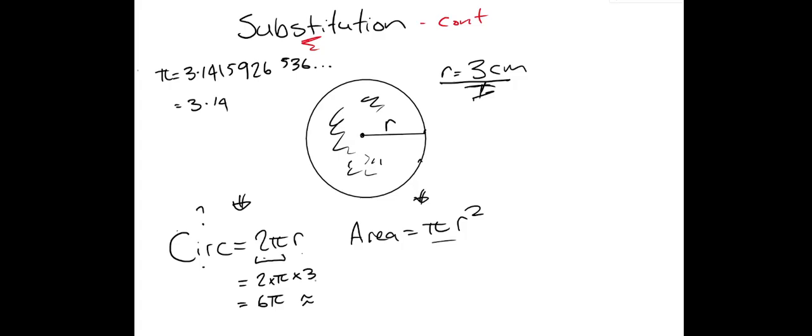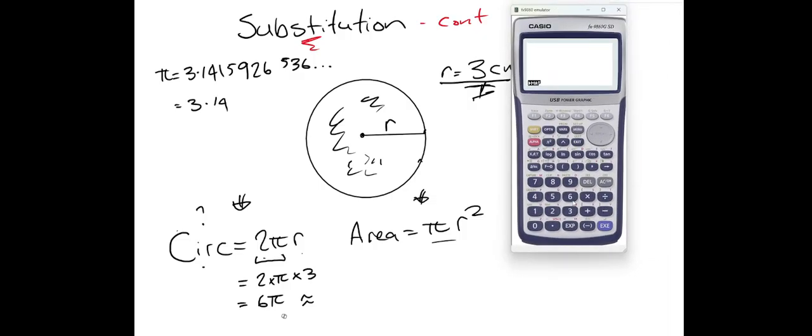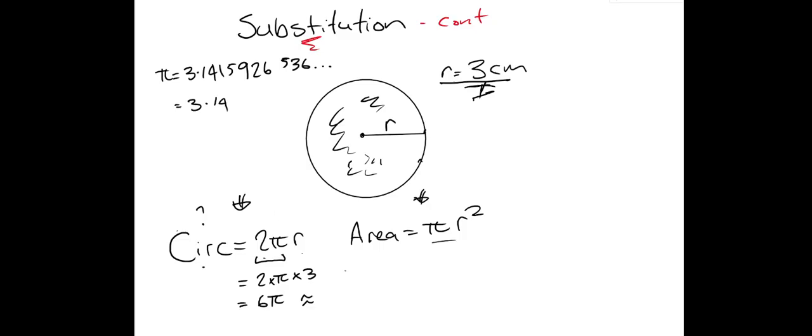What that is off the top of my head, let's use the calculator to solve that. 6 times pi, 18.85. So roughly 18.85. 18.85 what? Elephants, Big Macs, chocolate milkshakes? 18.85 centimeters.